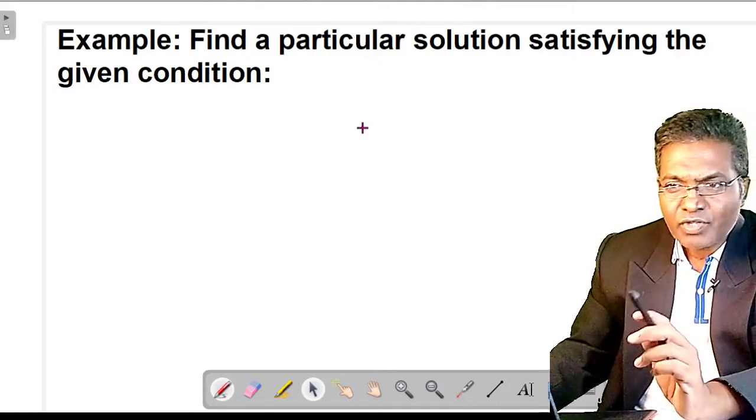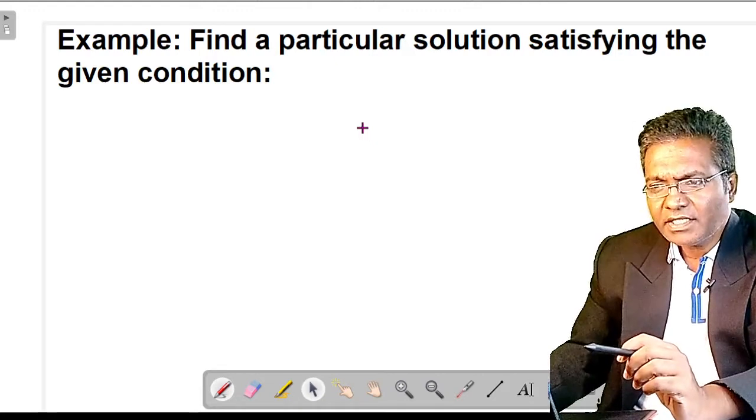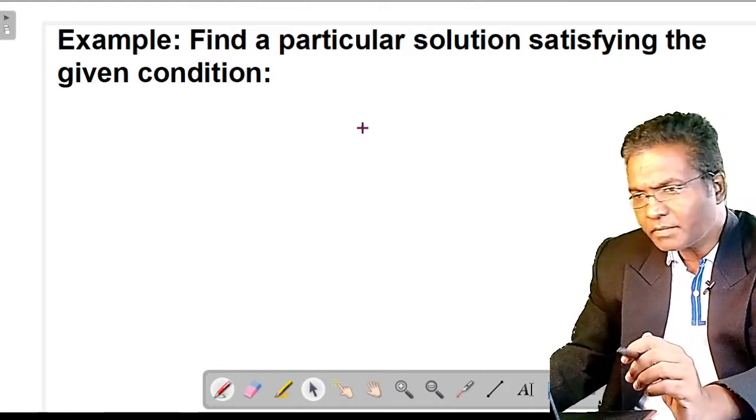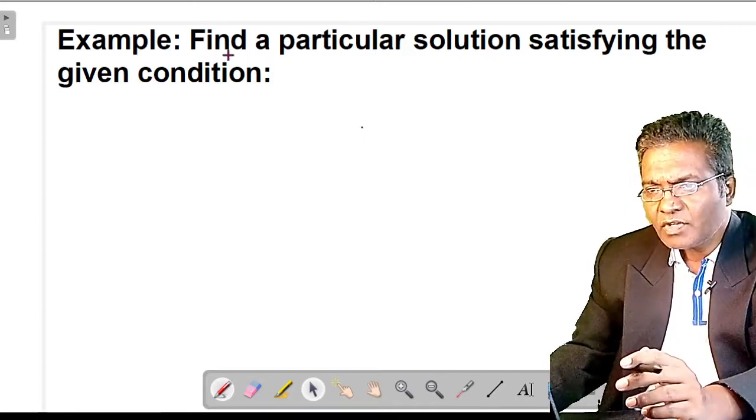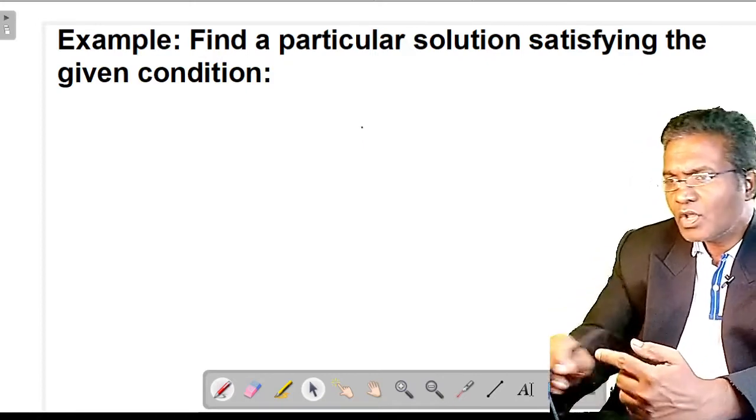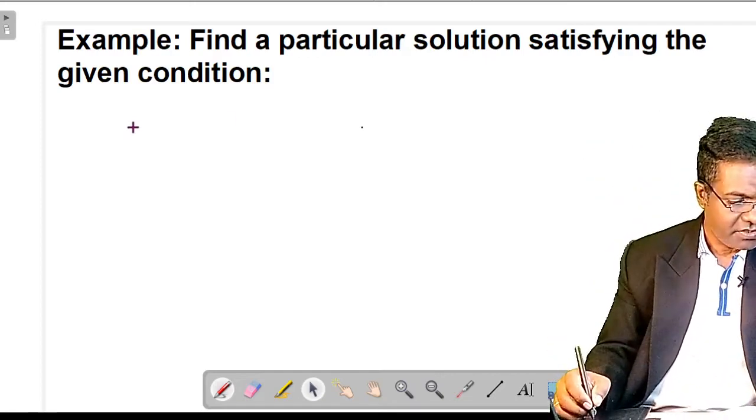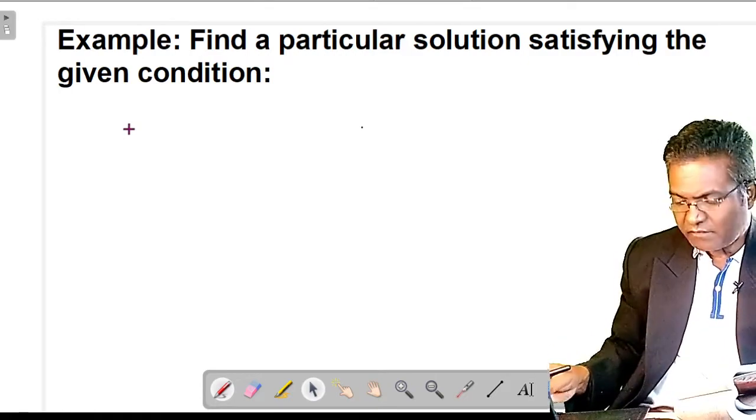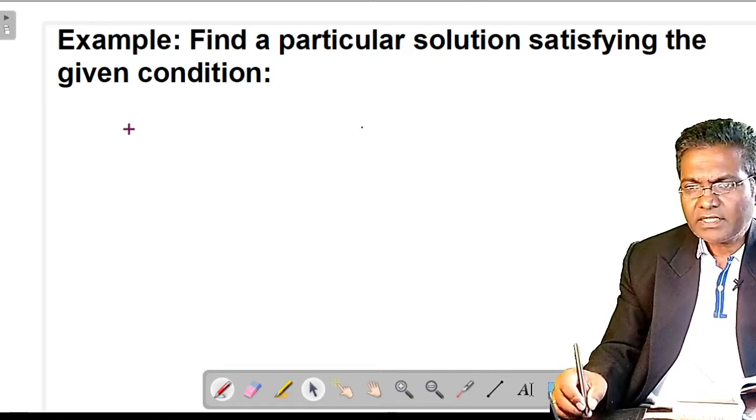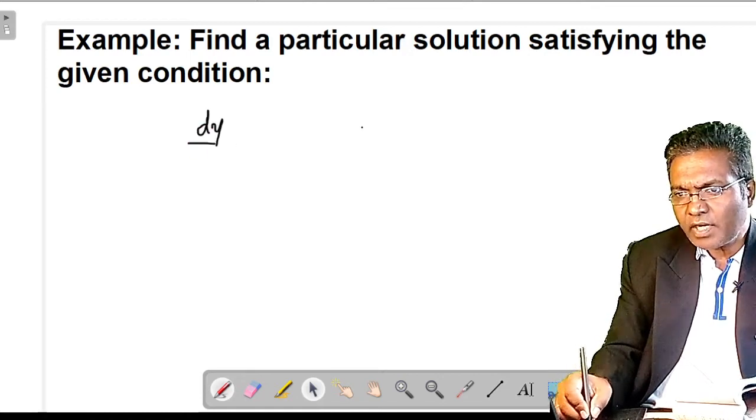In this session, we will be discussing particular solution of differential equations by the method of separation of variables. So let's have an example. Find a particular solution of the differential equation satisfying the condition. So you will be given one differential equation and you will be asked to solve or find the particular solution. I will be taking an example from exercise 9.4. So here is the example.